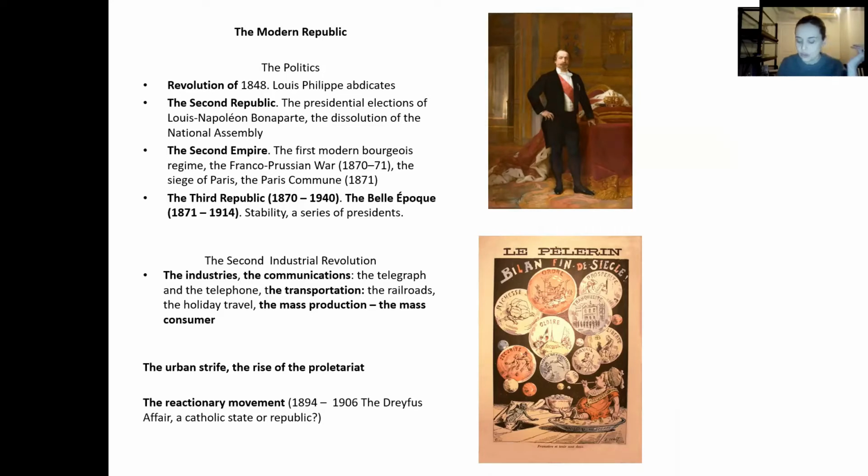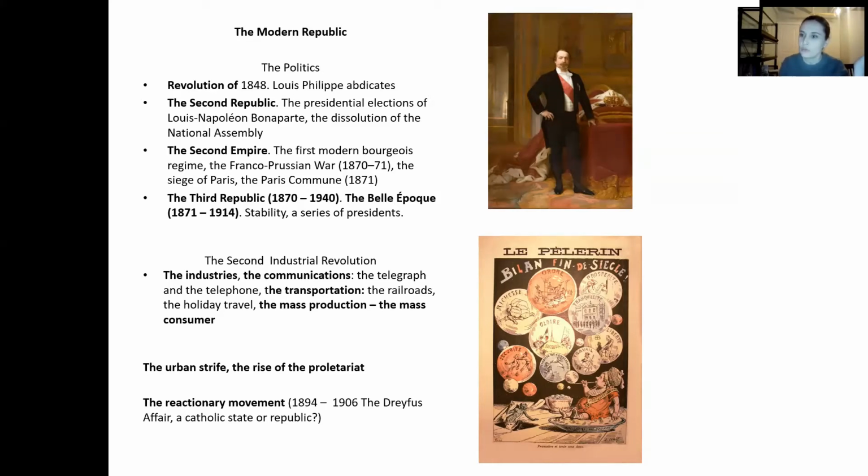So the Second Industrial Revolution, which also is happening during this time, means that new industries are popping up. There are these newfangled inventions that make the world smaller, like the telegraph and the telephone. Railroads are now crisscrossing France just like they are in America during this period. With that comes this new industry, which is the tourist industry.